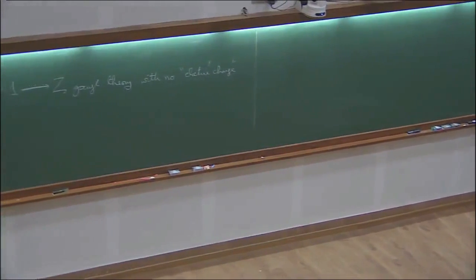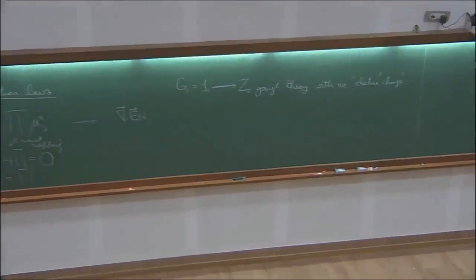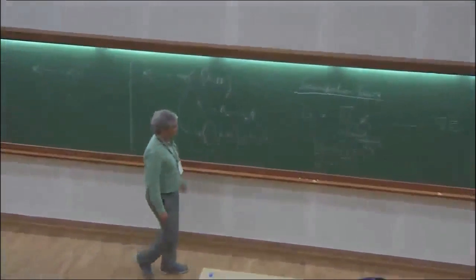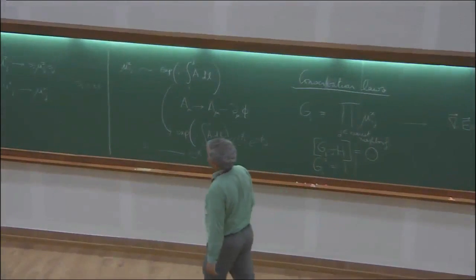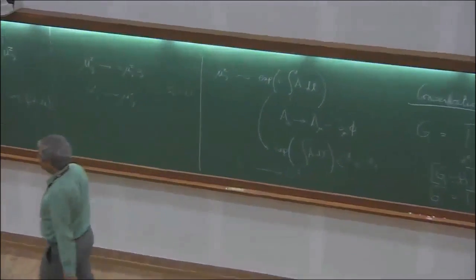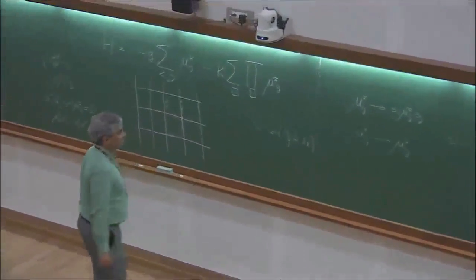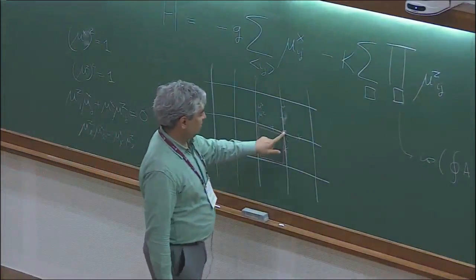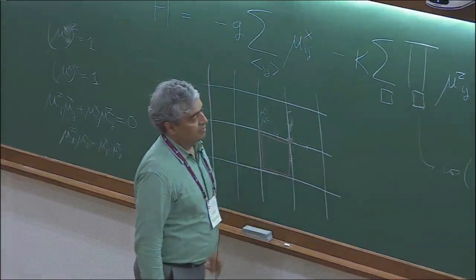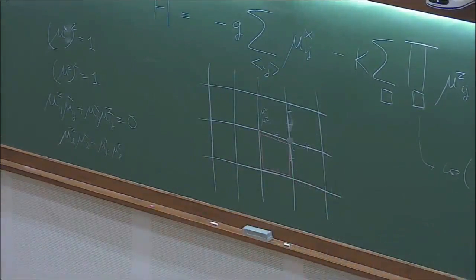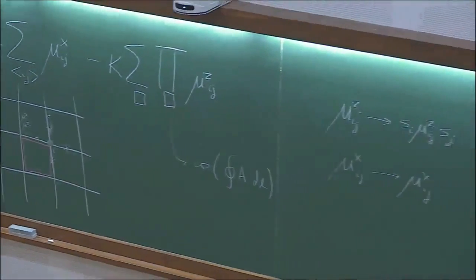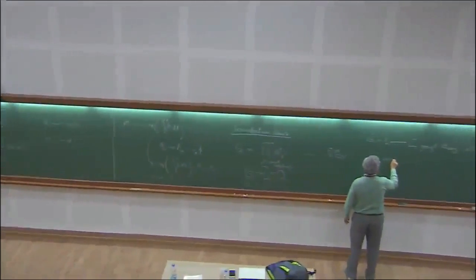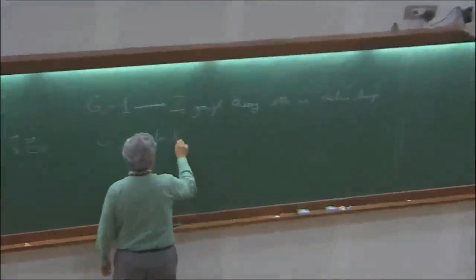So let me also explain that. There's a connection between this gauge transformation and GI. What GI does is that it generates a gauge transformation. Suppose I pick a site I. Let me say this more carefully. GI, I should have said this earlier, is the generator of gauge transformations.